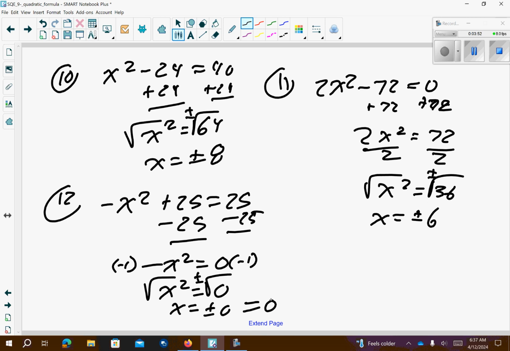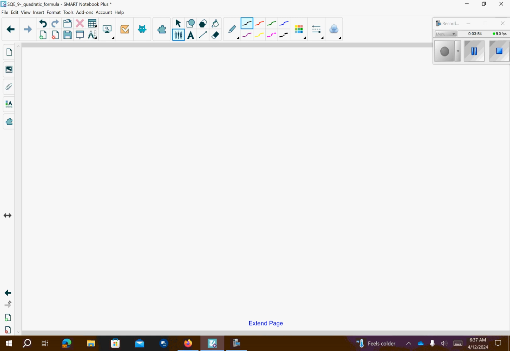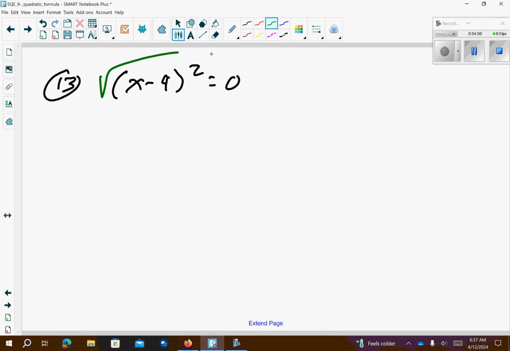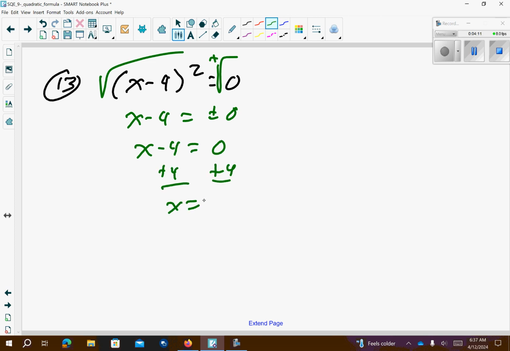Okay, page 102. Number 13. Now we have the quantity squared. Okay, let's take the square root of both sides, plus minus. So I get x minus 4 equals plus or minus 0. And I just said on the last problem, you just have 0 there. So add 4. So this one only has one answer. Okay, and that's fine.